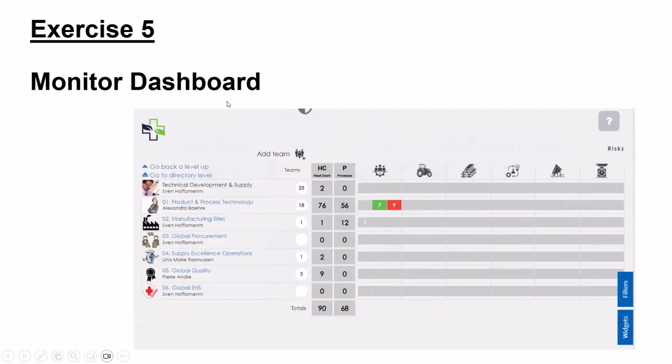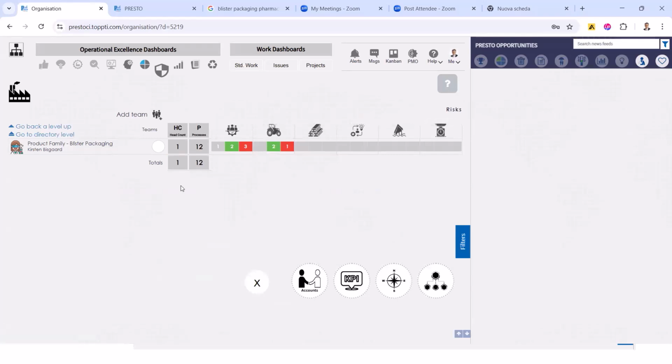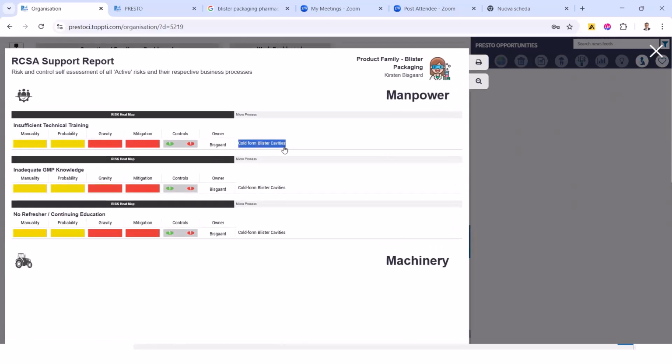Now, exercise number 5. I believe this might be the last one for the demo. Here's your dashboard. So now you start looking at your dashboard, and what it's giving you is your processes categorized in the categories of the 6M risks that you've identified. So in manpower, we've identified insufficient technical training, inadequate GMP knowledge, no refresher continuous education. We've identified the controls in the processes where the risk is present, and we've given our first assessment of a heat map of how manual the processes are, the probability that the risk could happen, the gravity, and the mitigation.